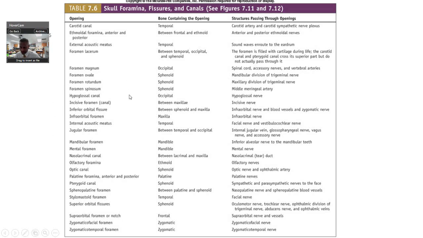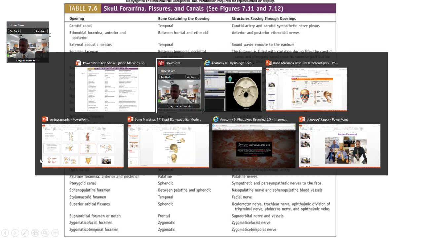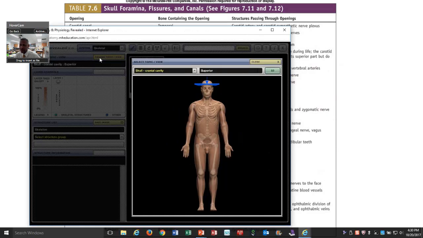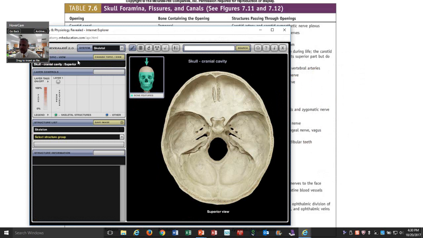And you can see there's a lot more here than I've had my students know. But like the mental foramen, that's in the mandible. That's the mental nerve again. Nasolacrimal canal, that's your tear duct. So let's look here and see some. So we'll go here and add some tabs here.